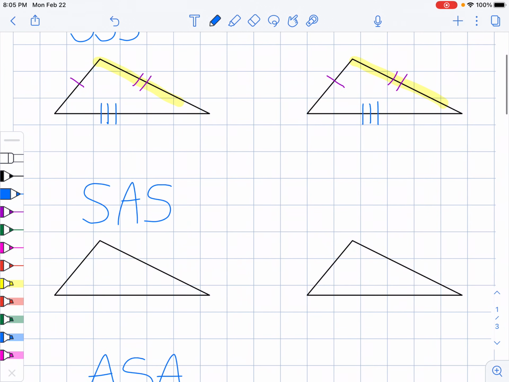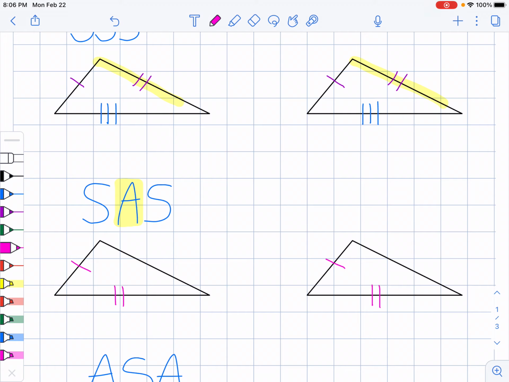Now side, angle, side, you want to pay attention that the angle is sandwiched in between the two sides. So you want to think of it like an angle sandwich. You're going to have two sides that are congruent. It doesn't matter which two I choose, I'm going to choose these two. And you're not choosing them in your triangles. This is just to show you how this works.